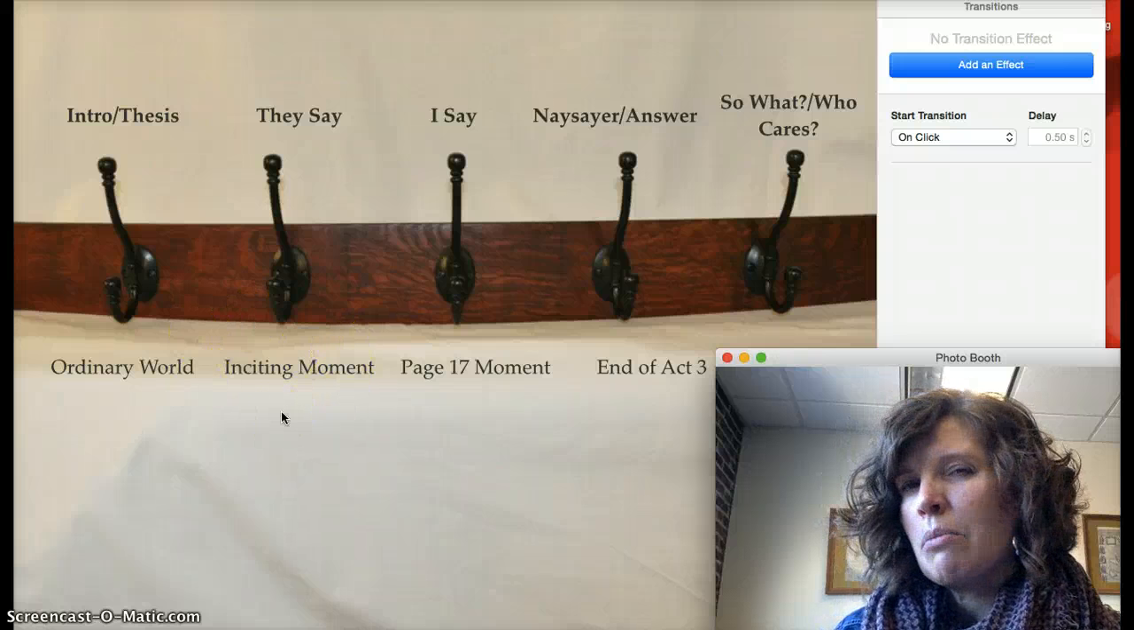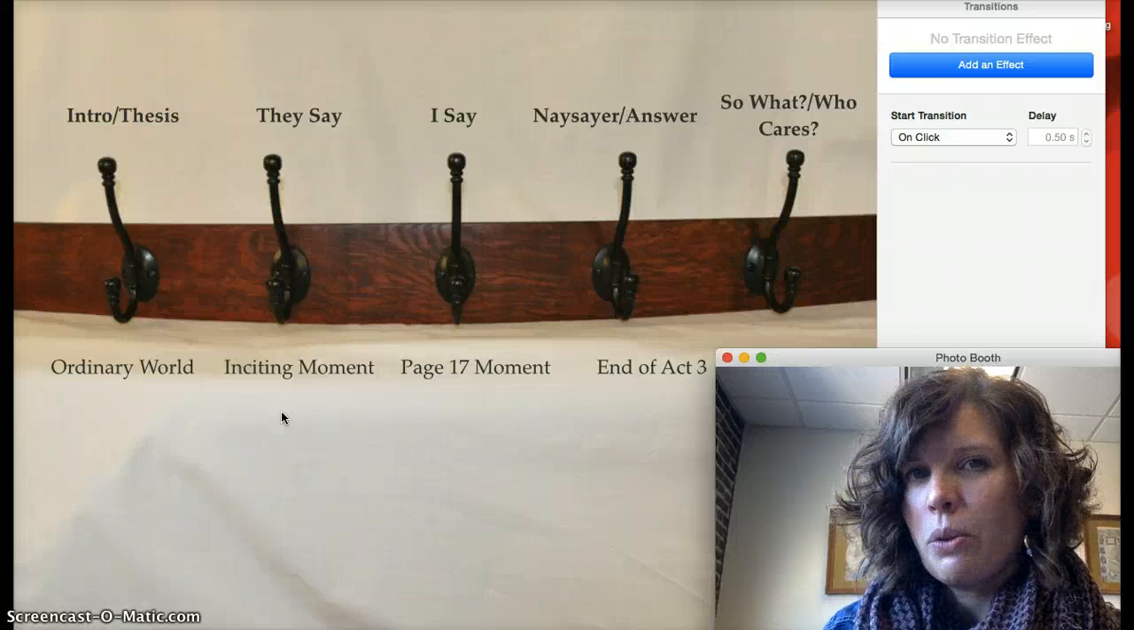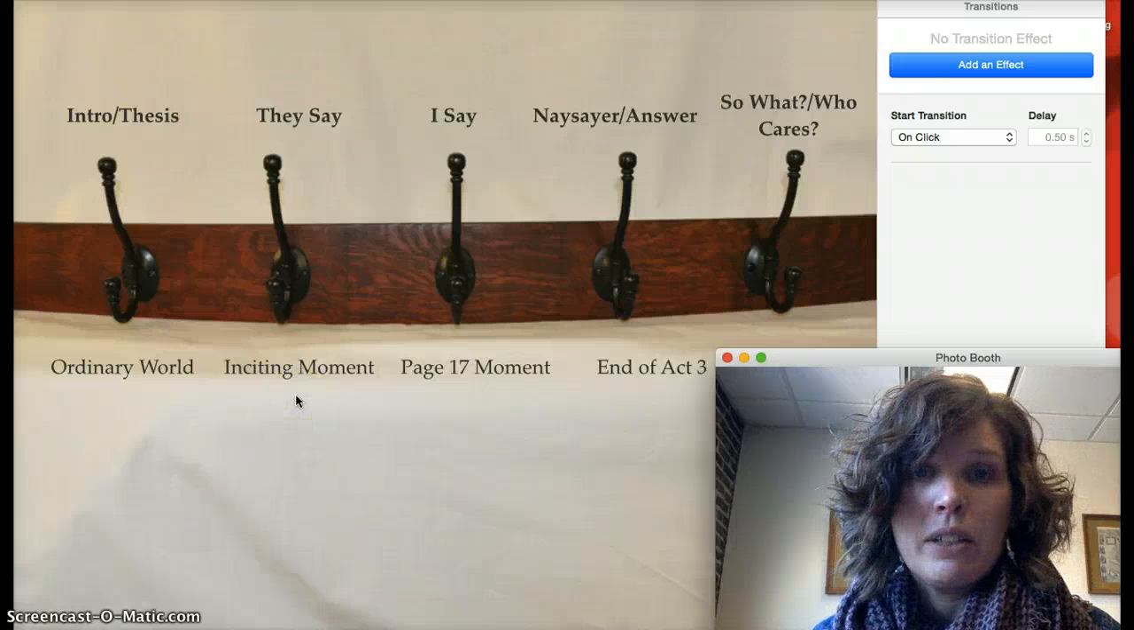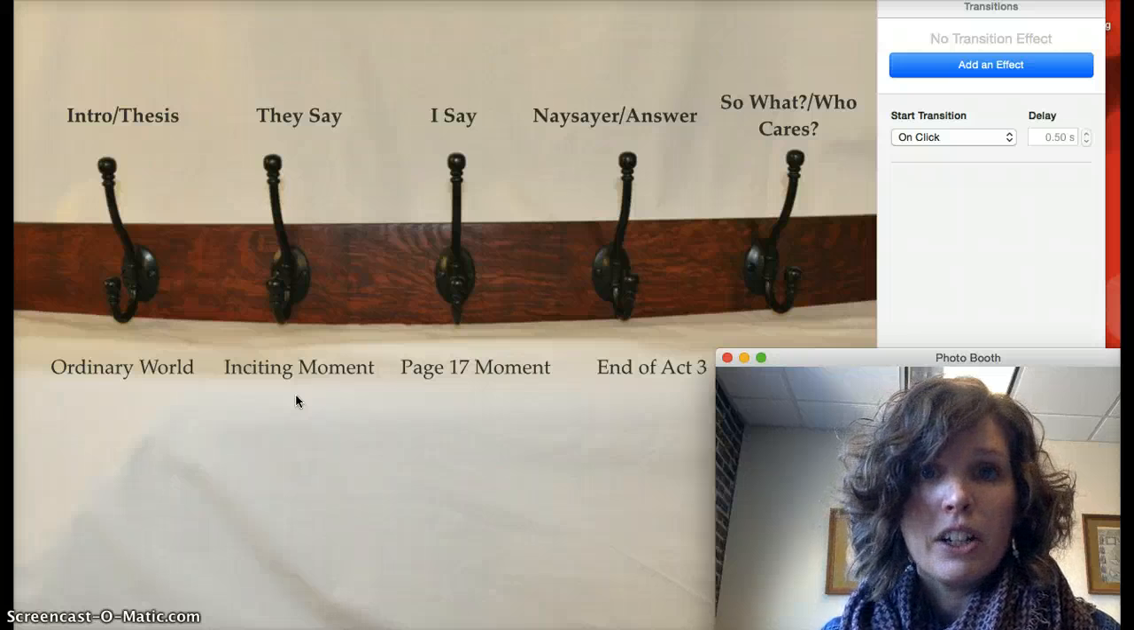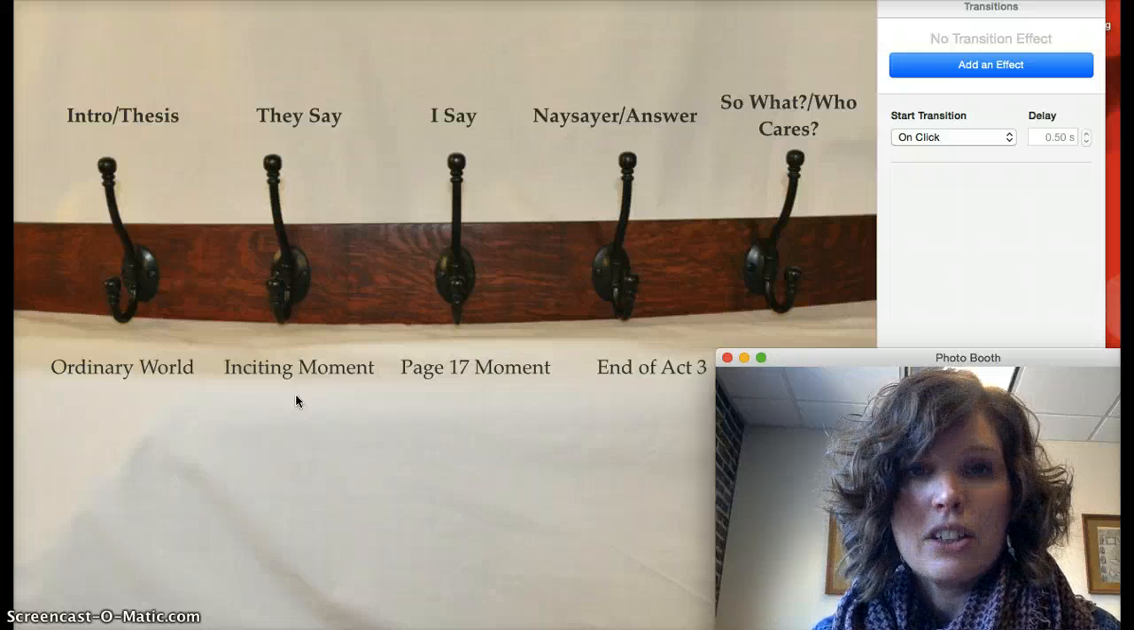Think about what's the inciting moment. What kind of gets the action going? Well, it's the reaping, right? Where the Capitol comes and they start to draw out names for who's going to compete in the Hunger Games. That suddenly moves the action forward.